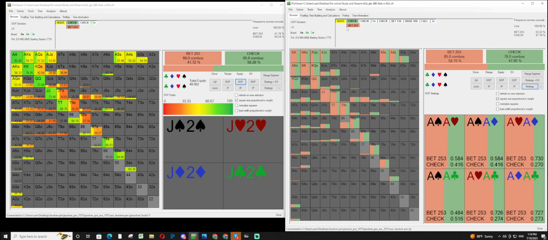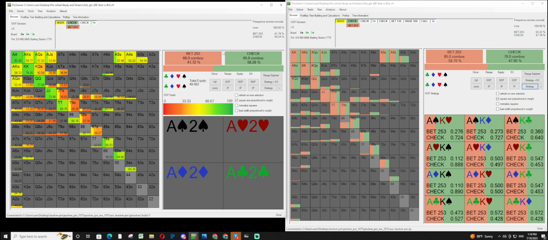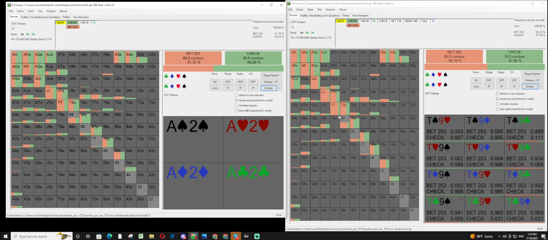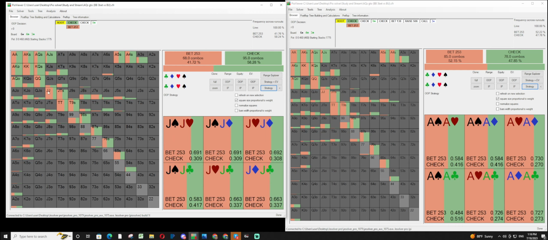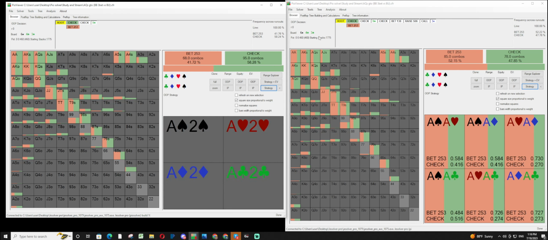Okay, so you can just c-bet more. What hands can you c-bet more? You can c-bet more all the pairs, like nines to aces. You can c-bet more. That's the exploit on the c-bet strategy.